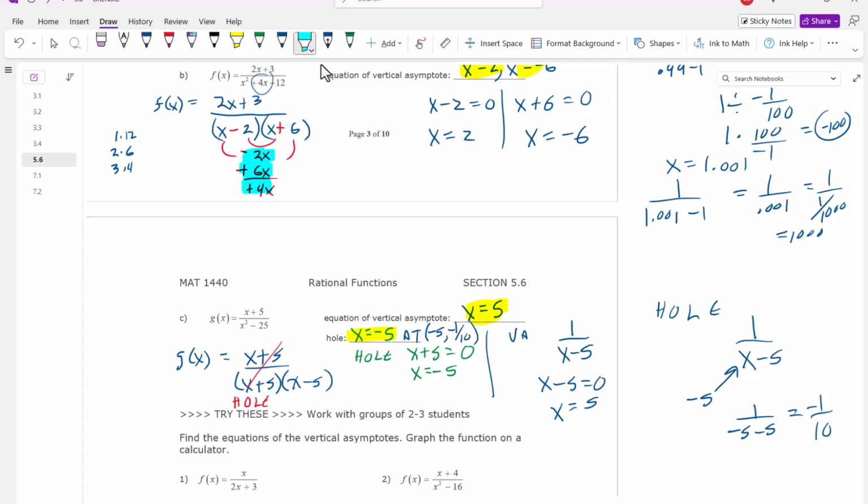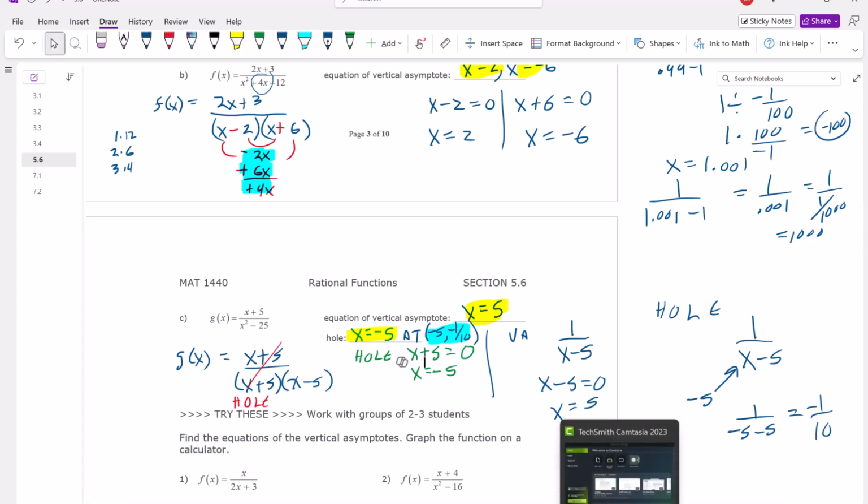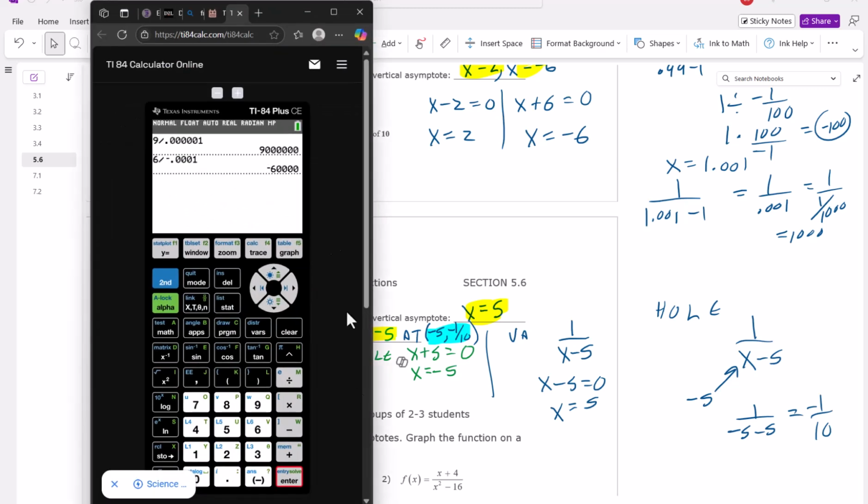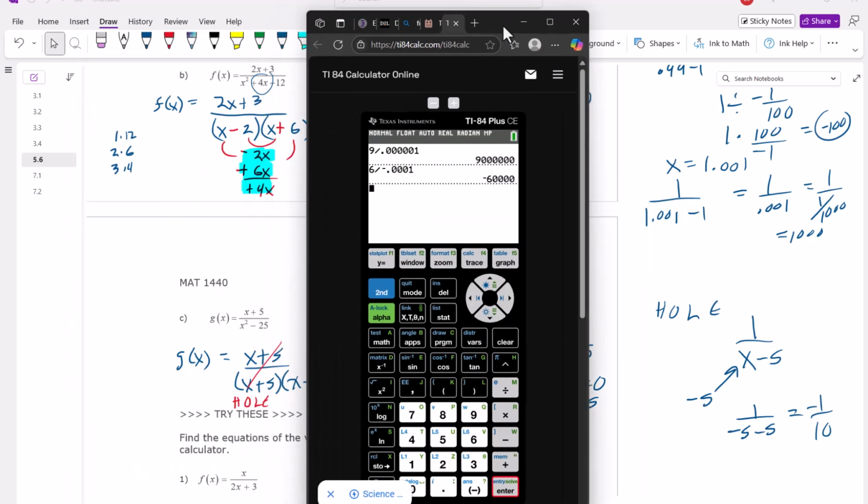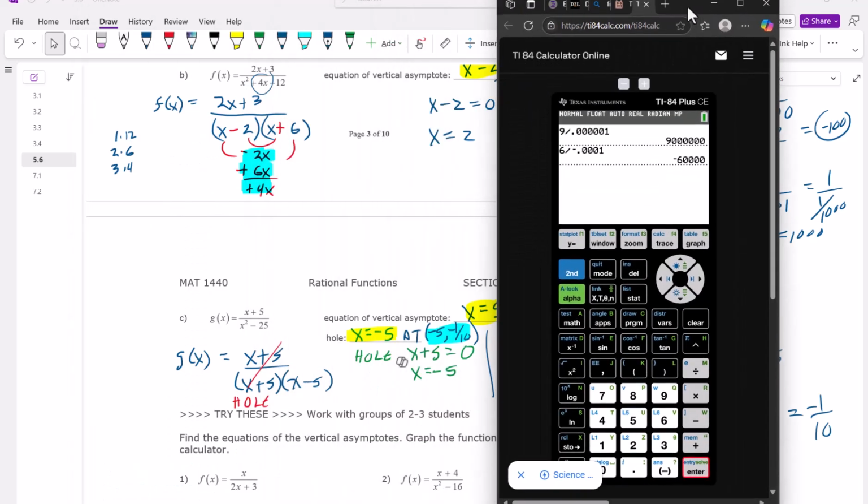It's not defined. So let me show you how this looks on a graphing calculator. This should be pretty helpful to help you understand this problem. So if I put in x plus 5, notice I'm putting that in parentheses. You have to. And then the denominator, x squared minus 25. Now we're going to put in the original. Again, I'm going to go zoom 6.